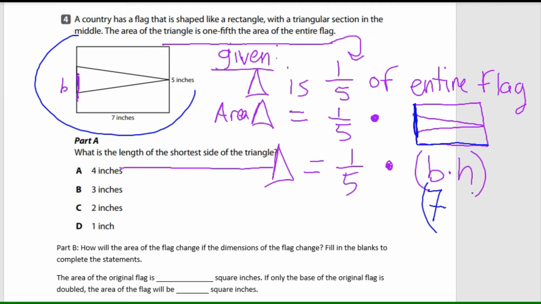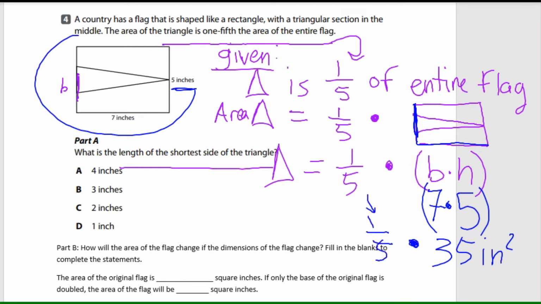Now, what am I doing to these two? I'm going to have to multiply them. And once I multiply, I will get the area of the entire flag, which is 35 inches squared. I'm going to bring down my multiplication dot. I'm going to bring down 1/5. Now I can find the area of the triangle.